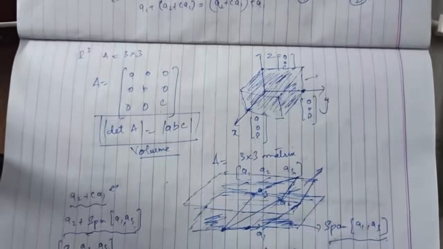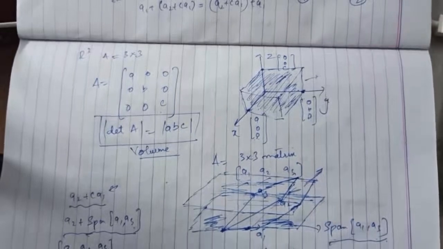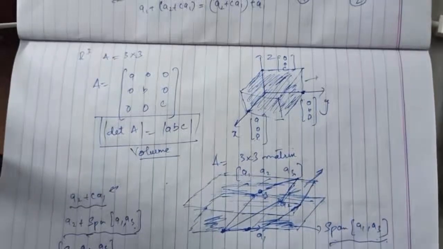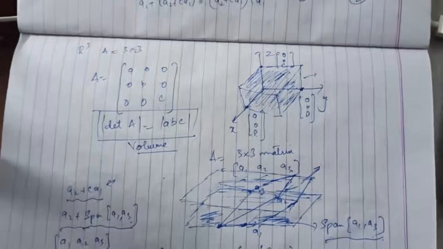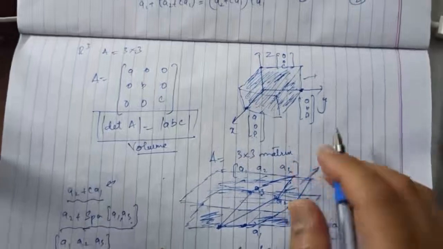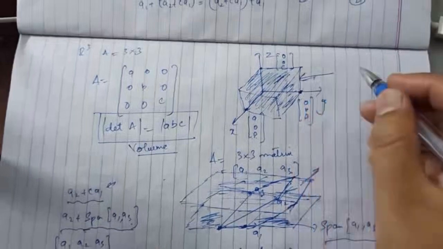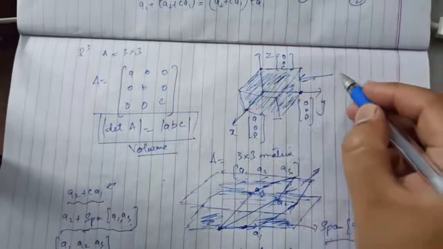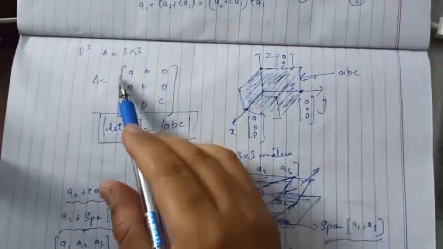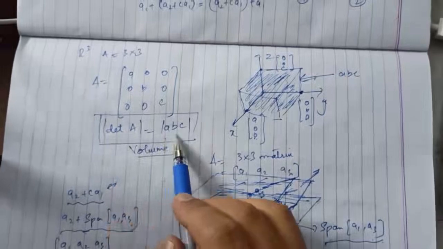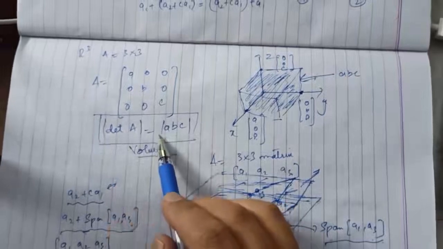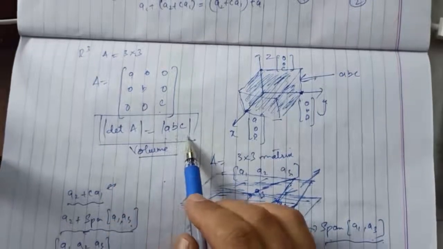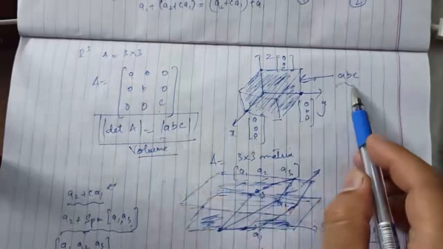to represent the volume spanned by these vectors. Now we know the volume of this parallelepiped is nothing but the length, width and height. So that is nothing but A, B and C, right? And if you take the determinant of it, that is also A, B, C. So in fact, if I take the magnitude of it, because volume is always positive, both will represent the same thing over here.